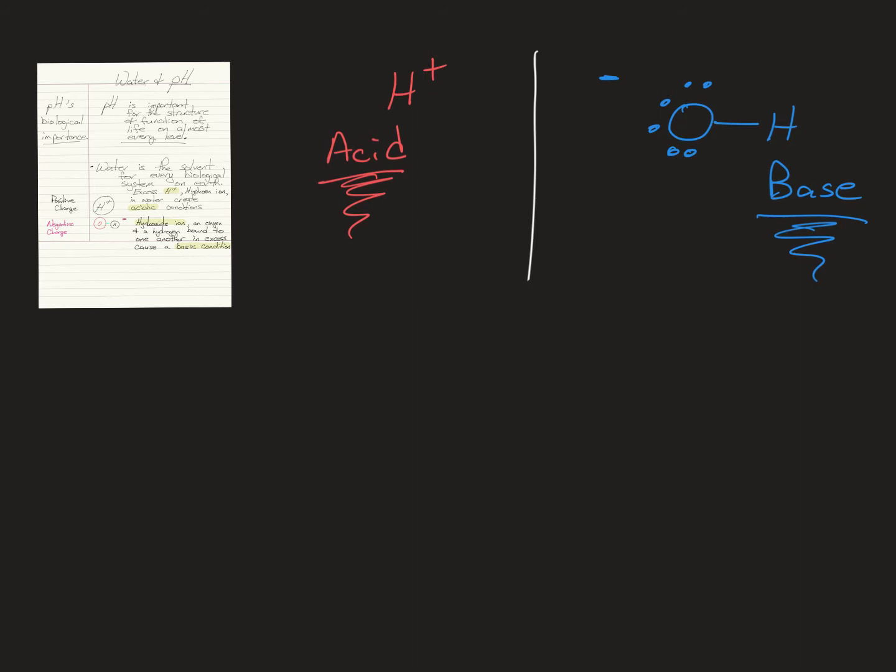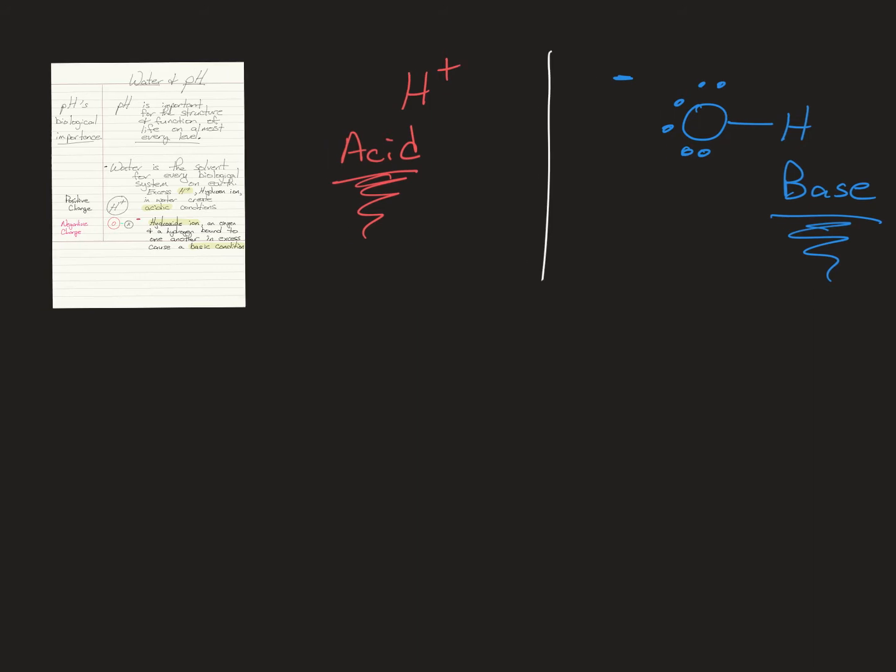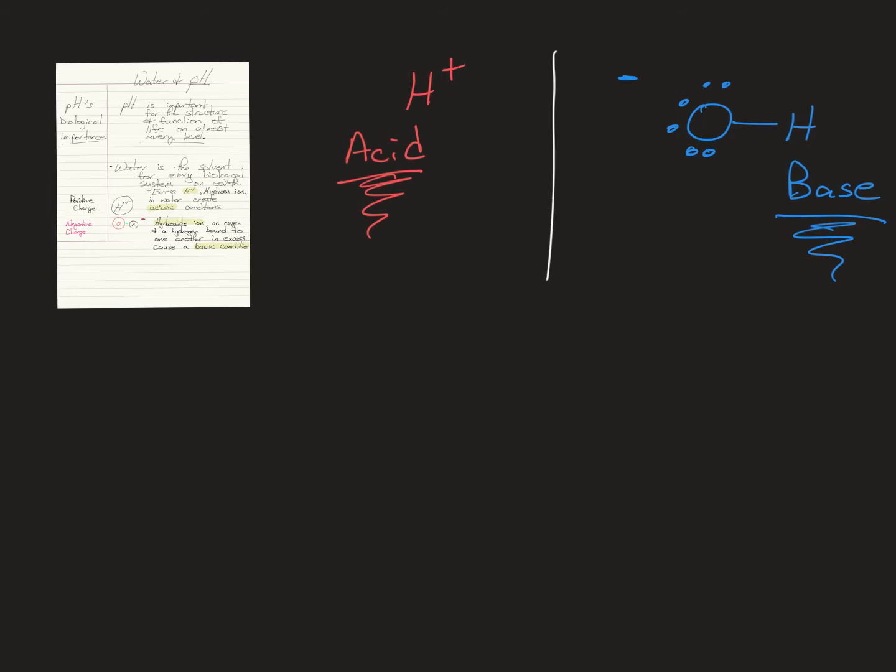So how acidic something is depends on how much acid there is, how much H+ there is in the volume, or how much OH there is divided by the volume.